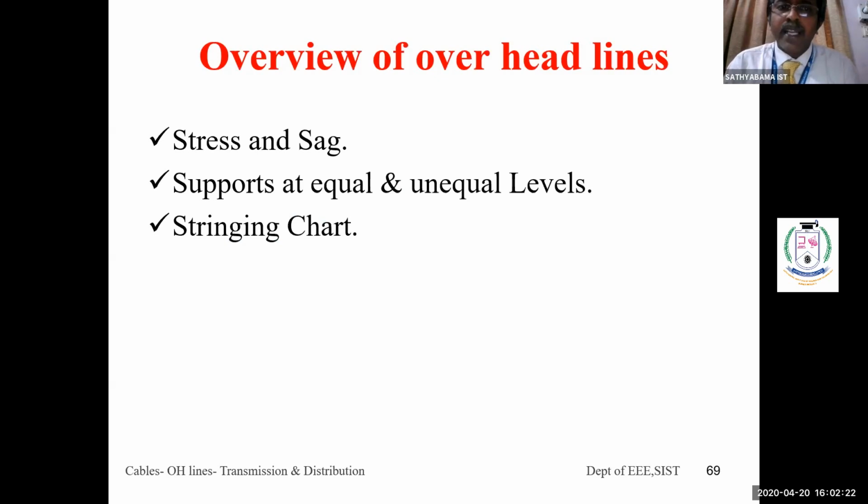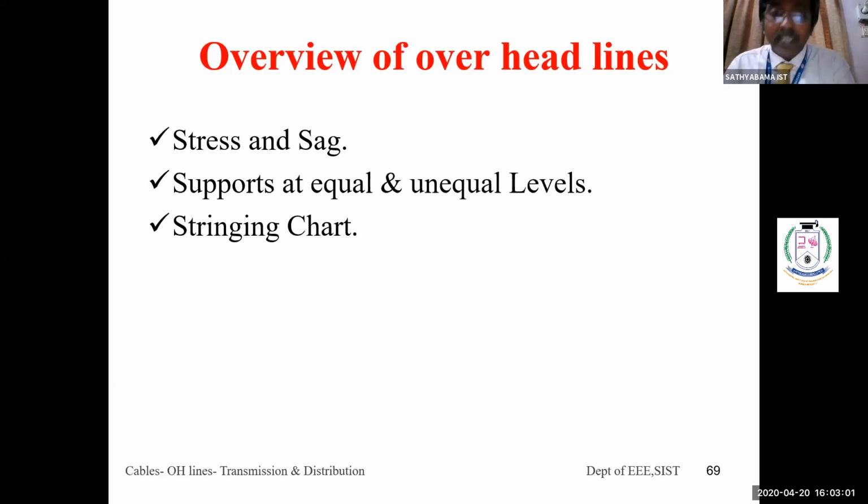Mainly in overhead lines, we have sag. S-A-G, sag. And based upon this sag, we have two important divisions: one is supports at equal levels and another is supports at unequal levels. So please remember it. In the overview of overhead lines, the important point is sag. How are you going to calculate your sag between equal as well as unequal levels? And based upon equal and unequal levels, the final topic is stringing chart. So these are the three important parts of the overview of overhead lines.